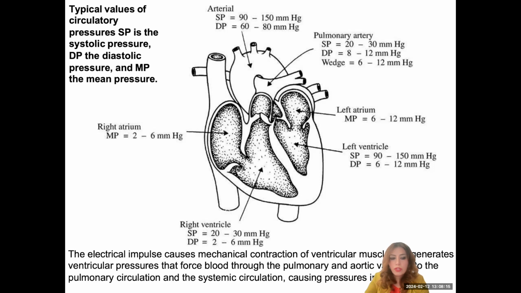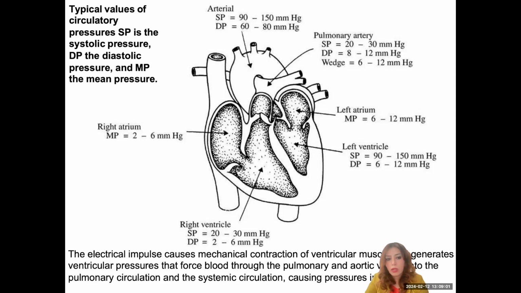Wedge pressure is intravascular pressure that is measured by means of a catheter wedged into the pulmonary artery, so as to block the flow of blood. It is equivalent to the pressure in the left atrium, also called pulmonary capillary wedge pressure or pulmonary wedge pressure. By the way, mean pressure, MP, for the right atrium is between 2 and 6 millimeters of mercury. For the left atrium, it is between 6 and 12.